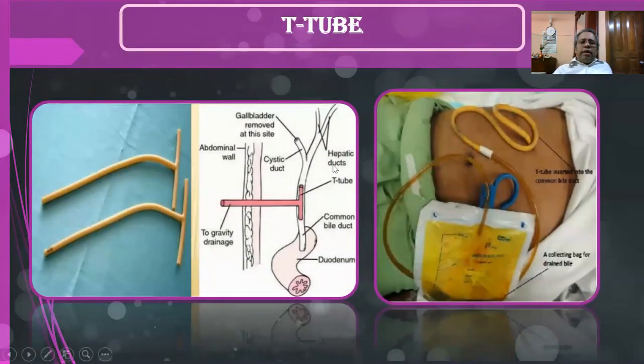So look, this is the T-tube. Its appearance is like a T, and for that reason the tube is called a T-tube. The T-tube is placed within the common bile duct. One end is exterior, so the bile passing through the T-tube comes to the exterior to some extent. So this is the T-tube end in the body, and the other end outside.